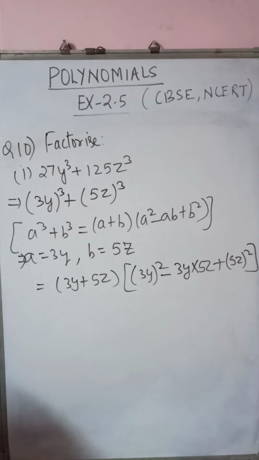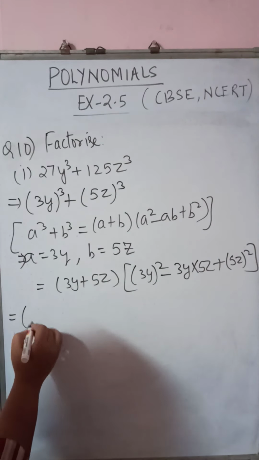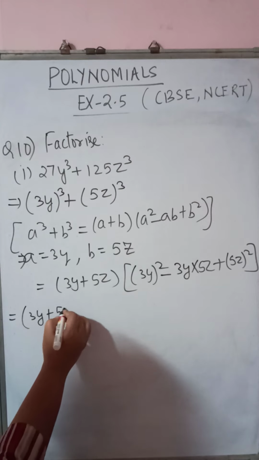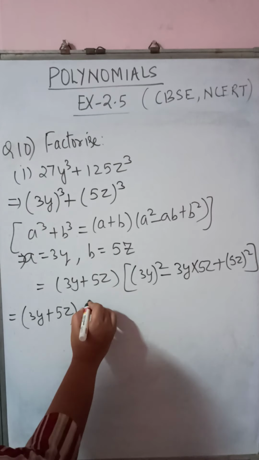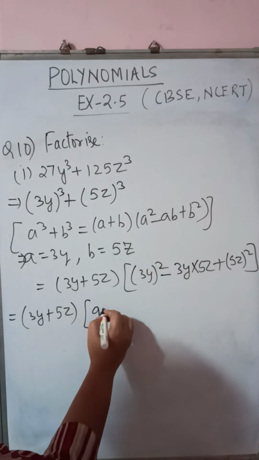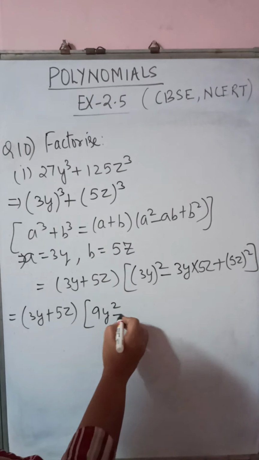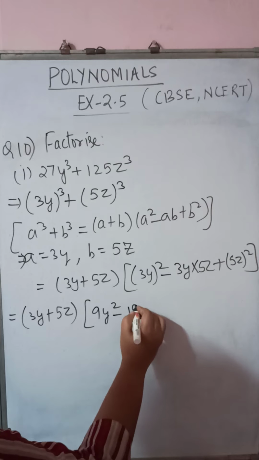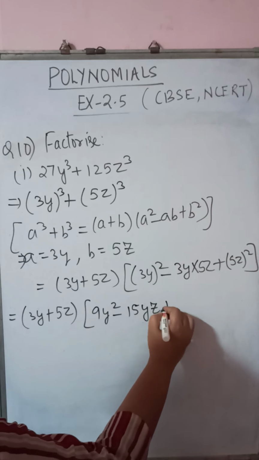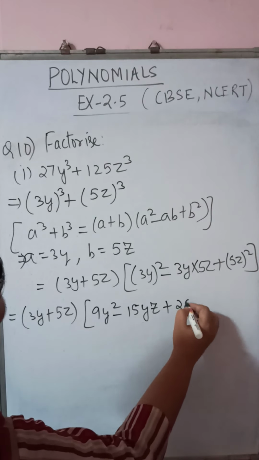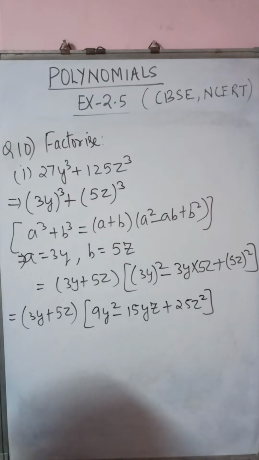One more step you have to do. So (3y plus 5z), then (3y) whole square is 9y square. You have to open the bracket and solve till the last step. 3 fives are 15yz, plus (5z) whole square is 25z square. So this is the final answer.